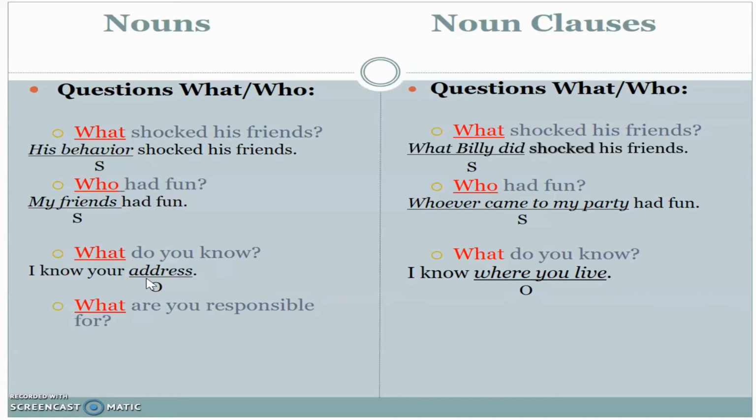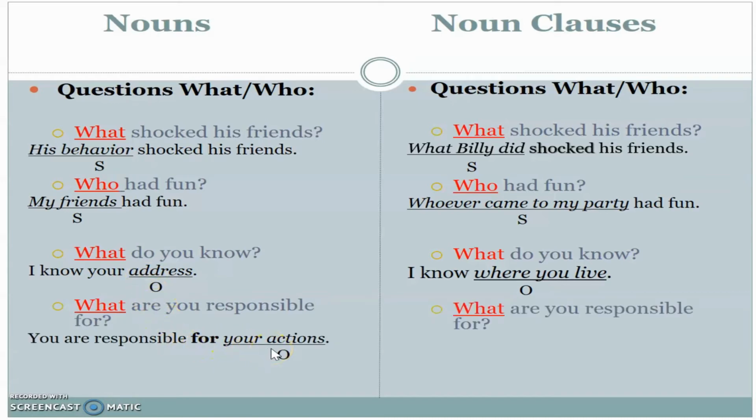What are you responsible for? You're responsible for your actions. What are you responsible for? You're responsible for what you did. Once again, when you're dealing with noun clauses, you consider three aspects. You always think about the function, if it's a subject or an object, the location, if it's located before or after the verb or after a preposition, and you always verify with questions, who or what.